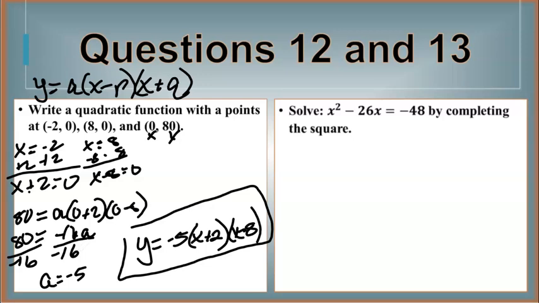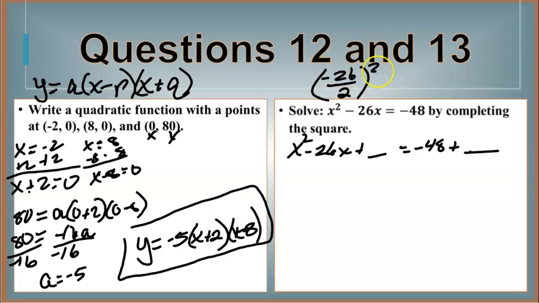Question 13, solve by completing the square. So to complete the square, I'm going to have x squared minus 26x plus blank has to equal a negative 48 plus blank. Now to complete the square, I'm going to take my b, which in this case is a negative 26, divide it by 2, which is negative 13, and then square it, which will give us 169. But whatever I do on one side, I must do on the other side. And we complete the square, so we have a perfect square trinomial here, which in factored form would be x minus 13 squared equals negative 48 plus 169 will give us 121.